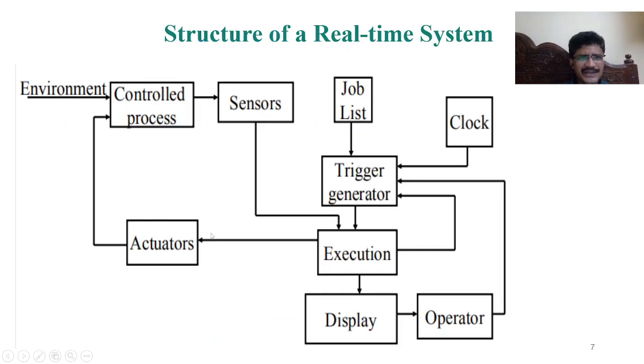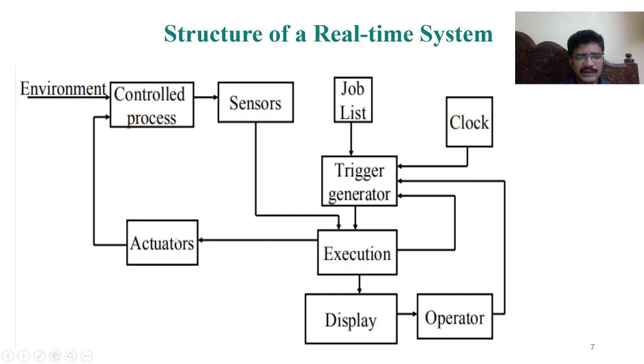So this is the structure of a real-time system. Look here, all the jobs I need to perform are given to this particular processor. It will be triggered by a clock which is given here. The sensors are the inputs for the embedded system. That is collected and given to the execution. Once it is executed, the control process uses what are called actuators.